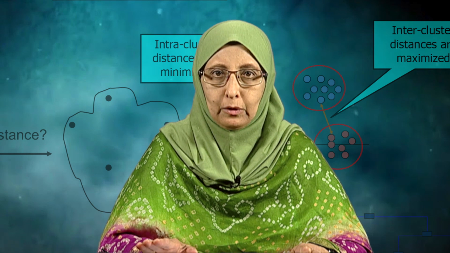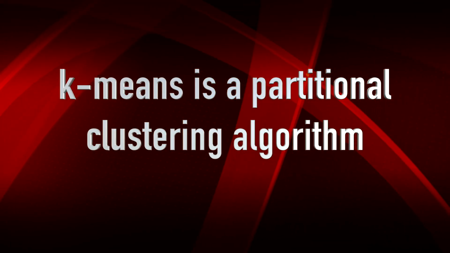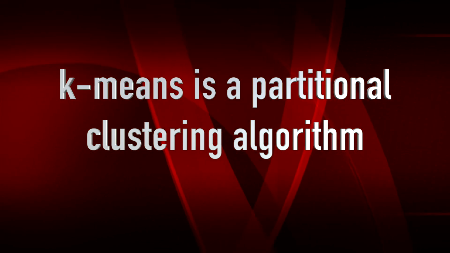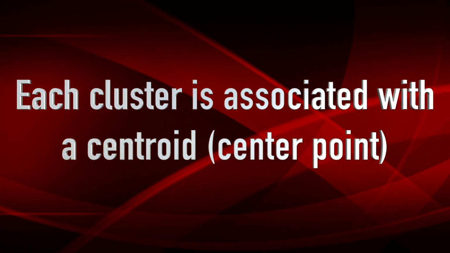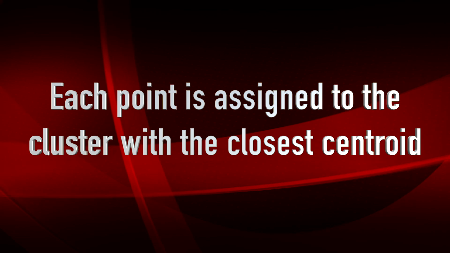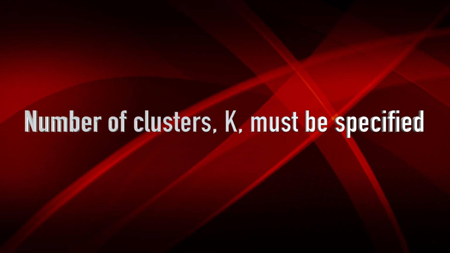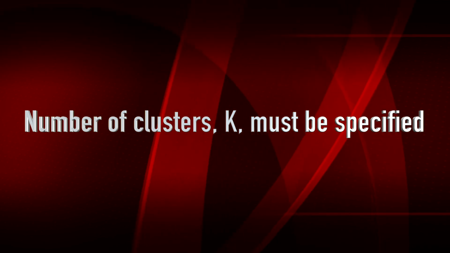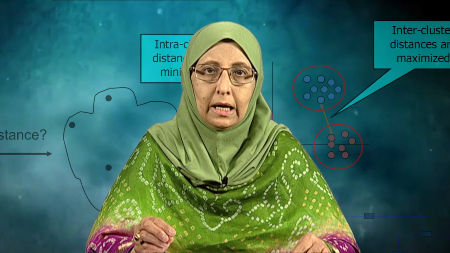Under this set of algorithms, we are going to cover the k-means algorithm. K-means is a partitional clustering algorithm. There are many such clustering algorithms. We have taken up one for a sample. In k-means clustering, each cluster is associated with a centroid or a center point. Each point is assigned to the cluster with the closest centroid. The number of clusters k, however, has to be specified by the user. So, in k-means, we are making k clusters, and for each cluster we need to designate a centroid, and then we have to put all the points that are close to the centroid in that kth cluster.